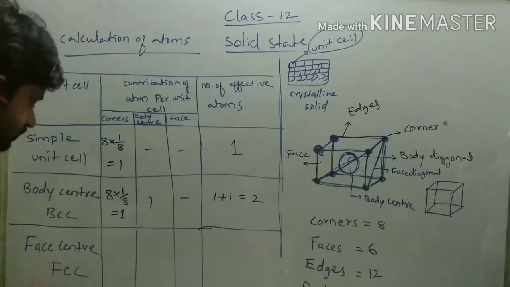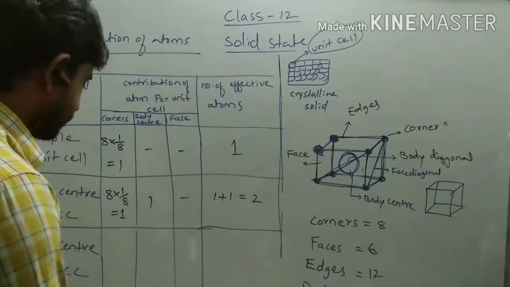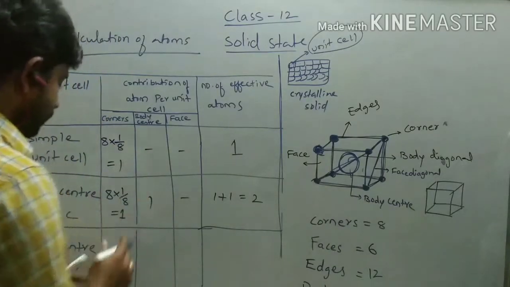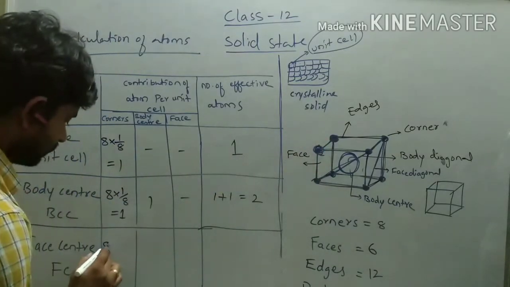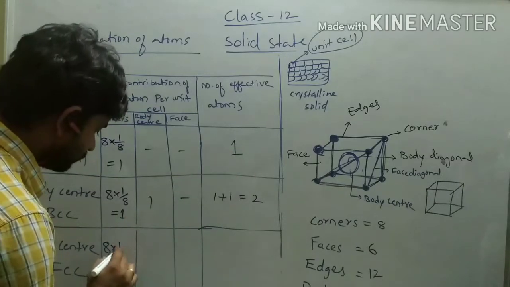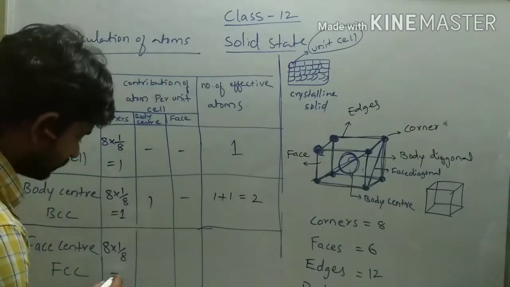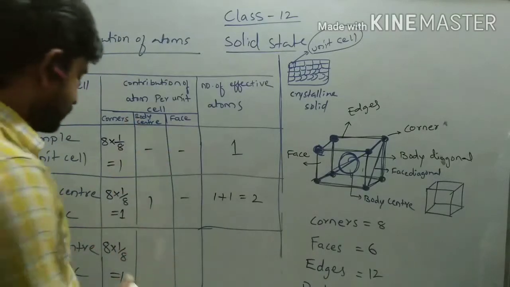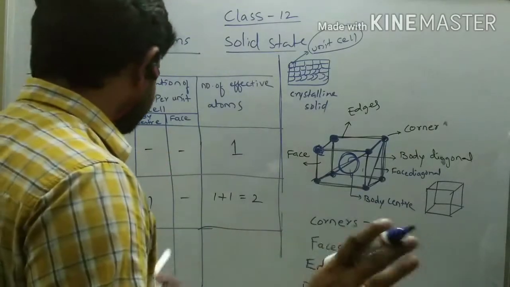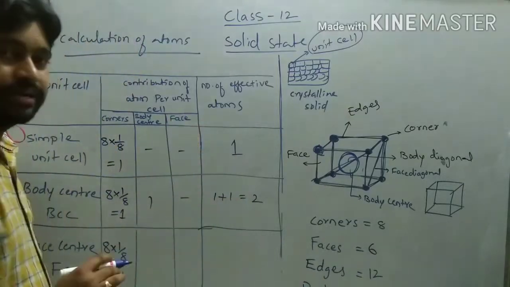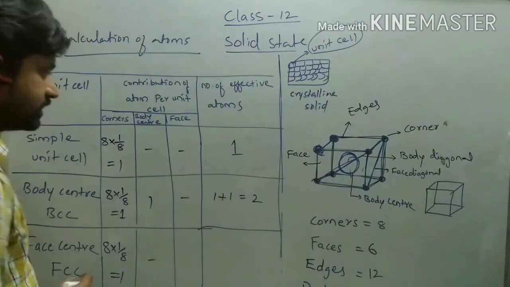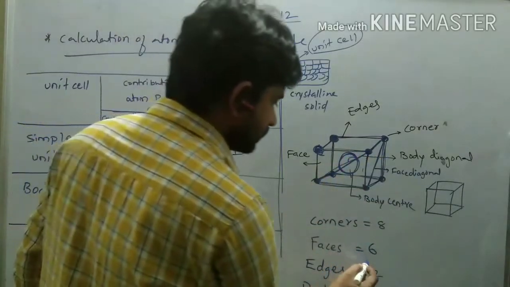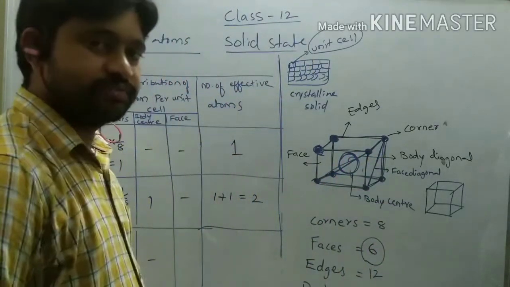Then next, face center, FCC you can call. Face center cubic unit cell. Corners are common, I said. 8 corners are there, its contribution will be 1 by 8, so 1 atom. Then next, body centers. In this there are no body center atoms, only face center atoms are there. How many face centers are there here? 6 face centers.